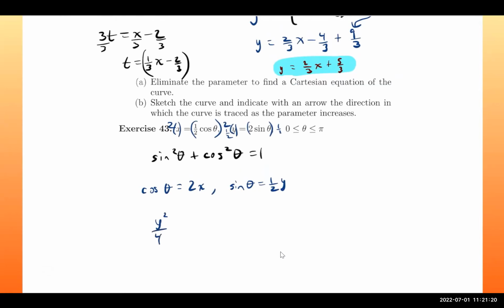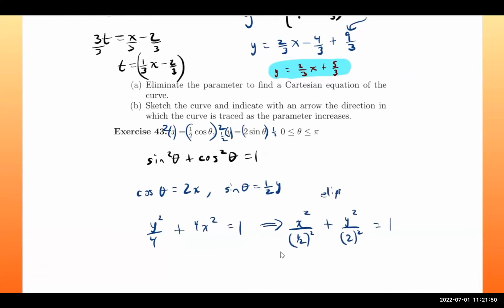If you square sine, you're going to get y squared over 4 plus cosine squared, which is going to be 4x squared, equals 1. This can be rewritten as x squared over (1/2) squared plus y squared over 2 squared equals 1. And that is an equation of an ellipse.